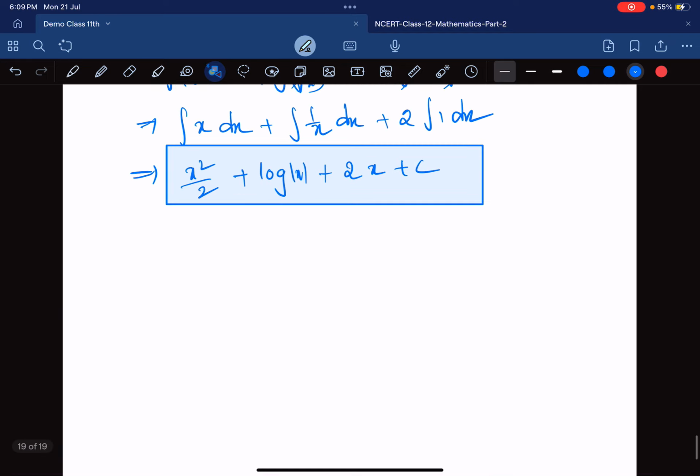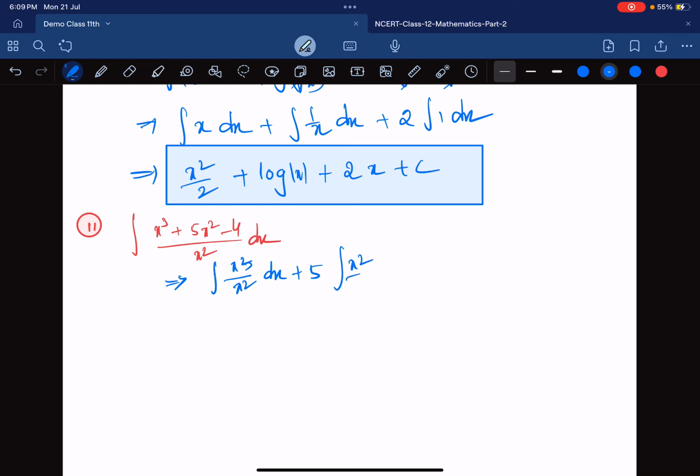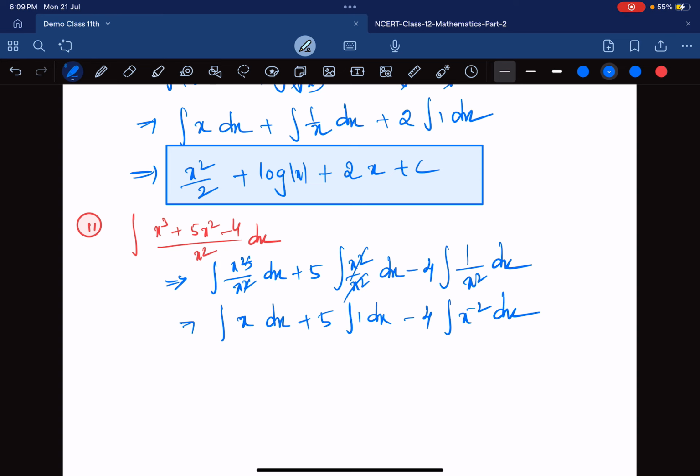Now we have the 11th problem. The integration of (x³ + 5x² − 4)/x² dx. Make it separate: the integration of x³/x² dx plus 5 times the integration of x²/x² dx minus 4 into the integration of 1/x² dx. So x³ and x² cancel. We get the integration of x dx plus 5 into the integration of 1 dx minus 4 times the integration of x⁻² dx.